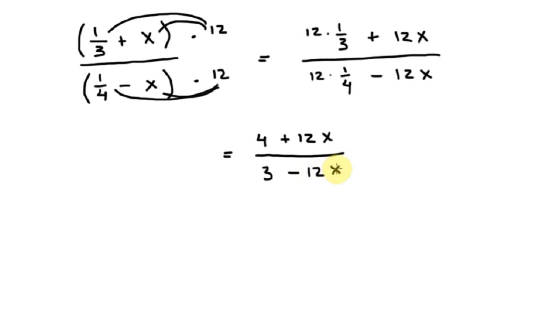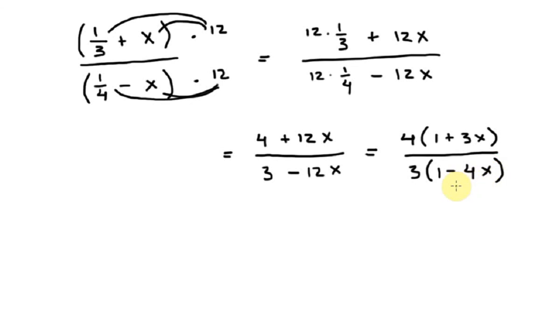There is one more thing that I could do, although in this example it doesn't really get me anywhere: I could factor out the common 4 on the top. That leaves me with 1 plus 3x. And then on the bottom, I could factor out a common 3, which would leave me with 1 minus 4x. And there it is, that's my final answer. So that's nice and simplified, and that's where I'm going to stop for today. We're going to come back with some more complicated complex fractions.